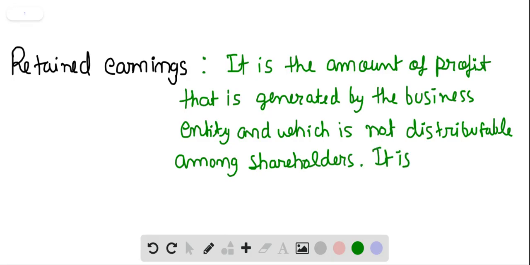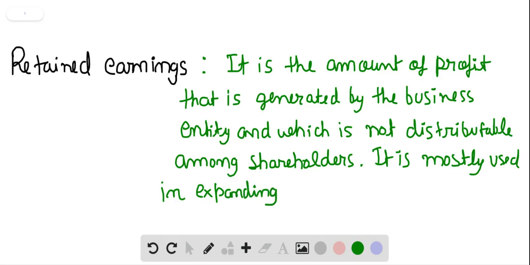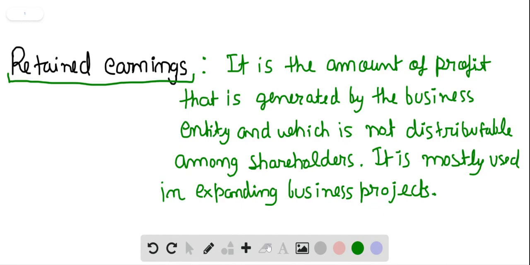It is mostly used in expanding business projects. Okay, so we have defined the actual meaning of retained earnings. It is the amount of profits that a business entity keeps in its reserves, and it is generally not distributable among shareholders.